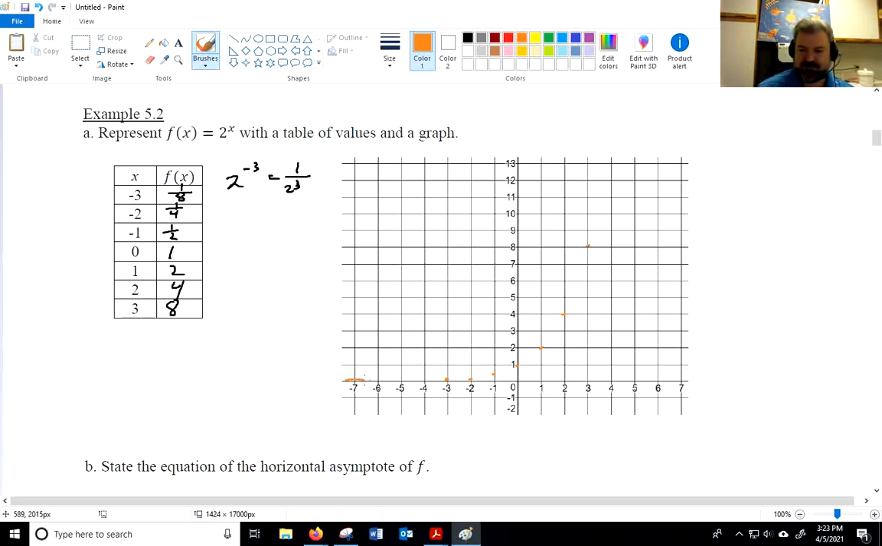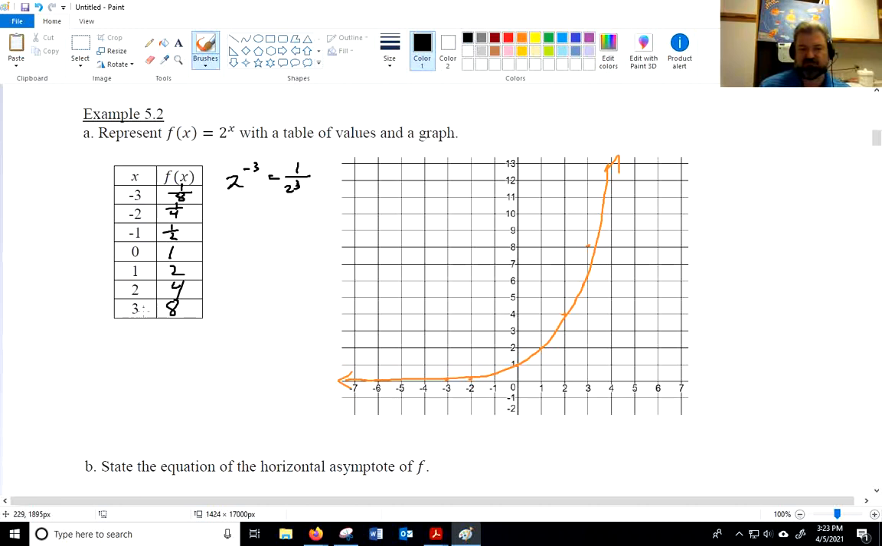So you can imagine that as I went to more and more negative values, I would just get 1 over a bigger and bigger number, which is actually a smaller and smaller number. So we're going to go up forever. And as we go to the left, though, we're going to get closer and closer and closer to 0. But we're never going to actually reach it.